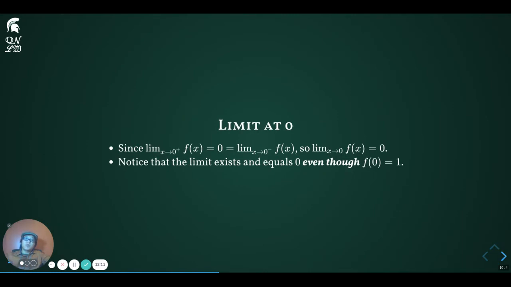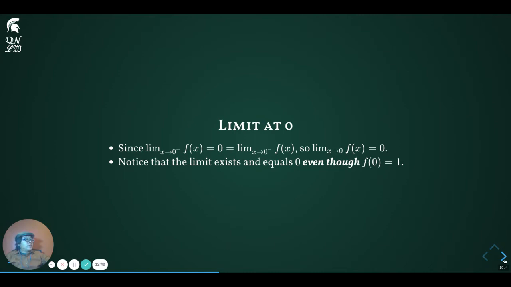Combining the results from the previous two slides, we see that for this function, the limit of f at 0 does in fact exist and equals 0, even though the value of f at 0 is equal to 1. So just to be a broken record one last time, the limit of a function at a point A does not depend on the value of the function at that point A.